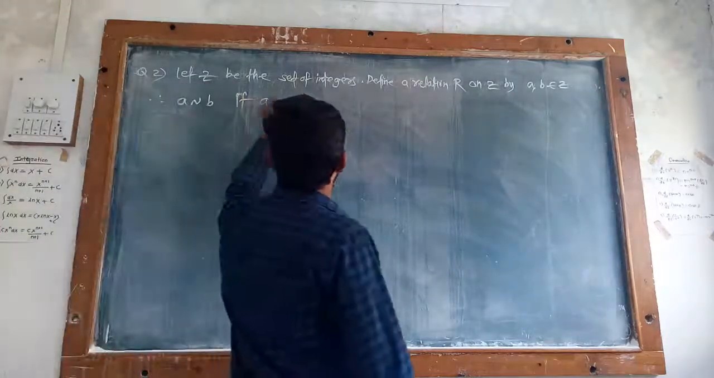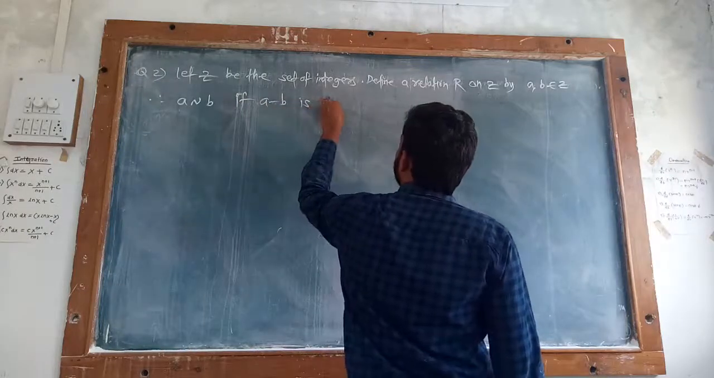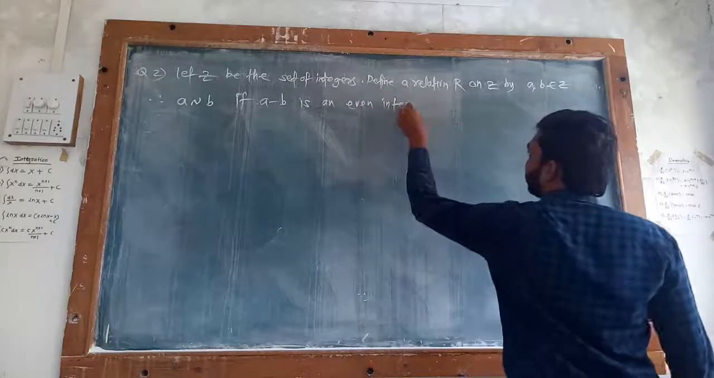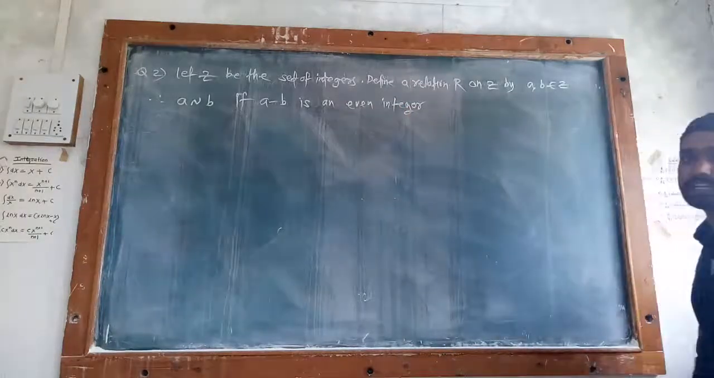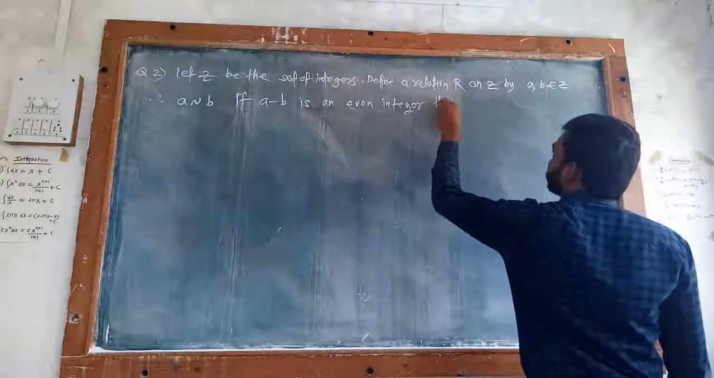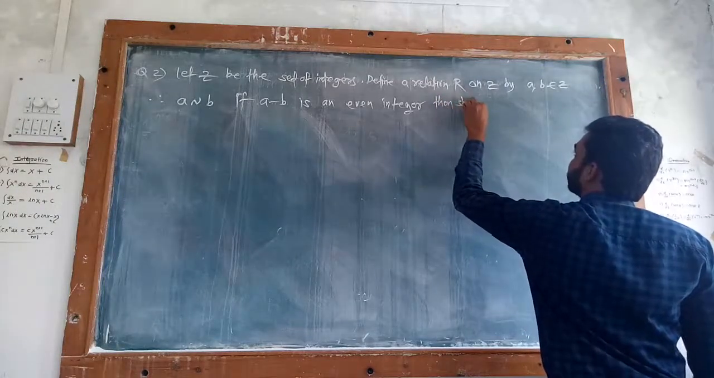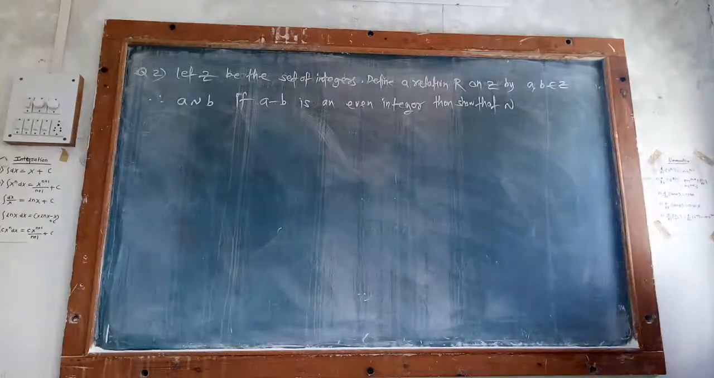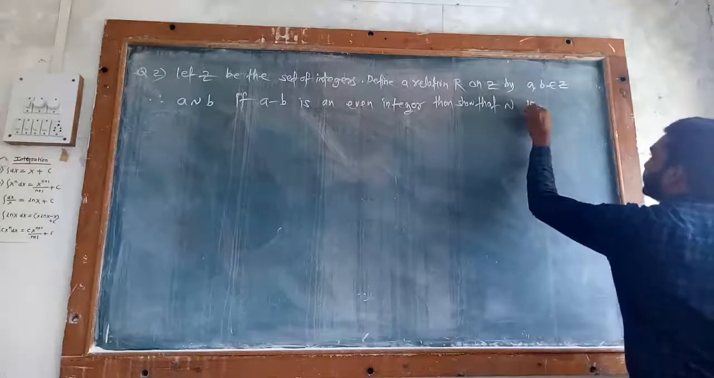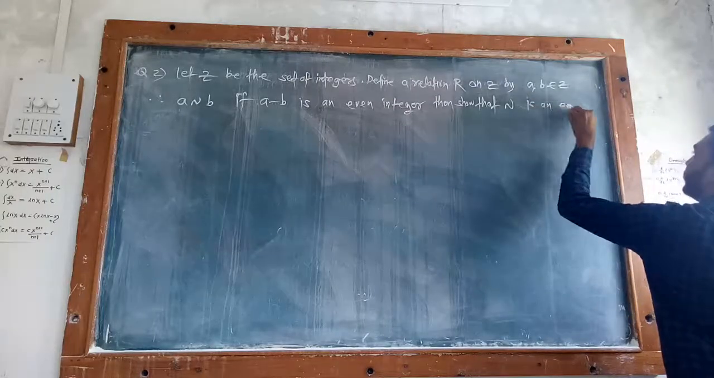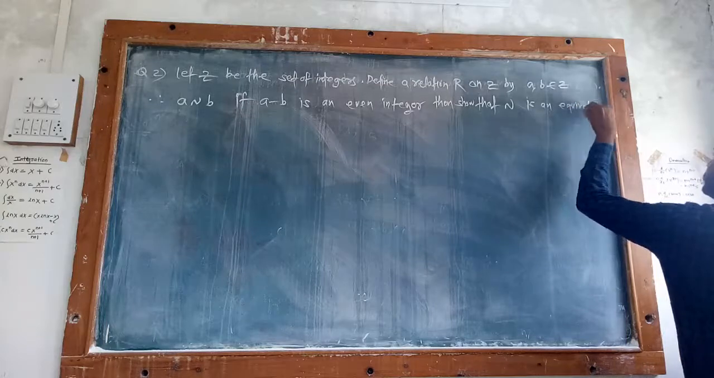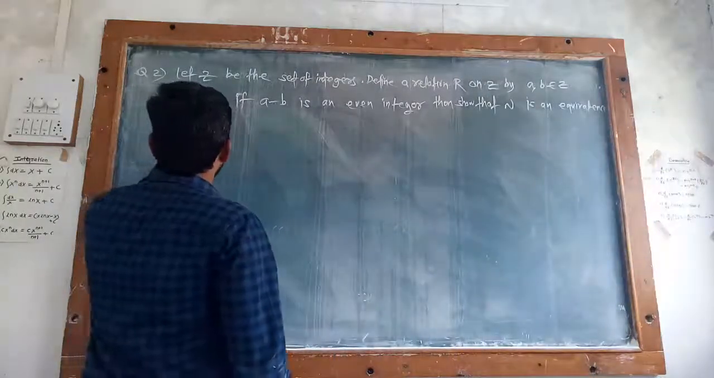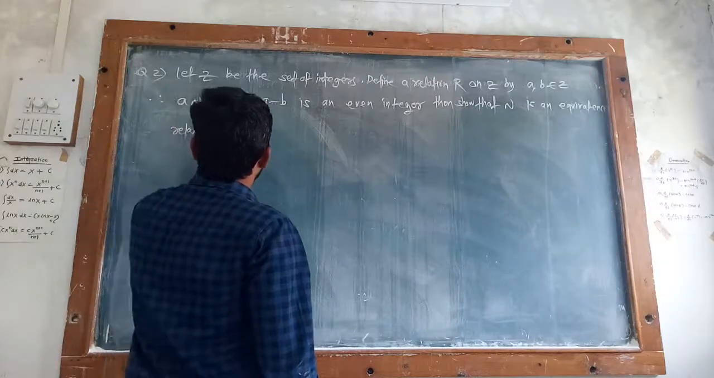If a minus b is an even integer, right? a minus b is an even integer. Then show that this equivalence is an equivalence relation on the set of integers.